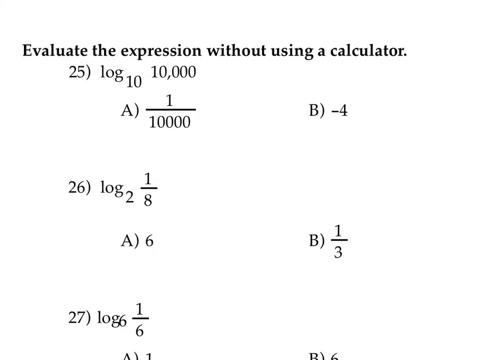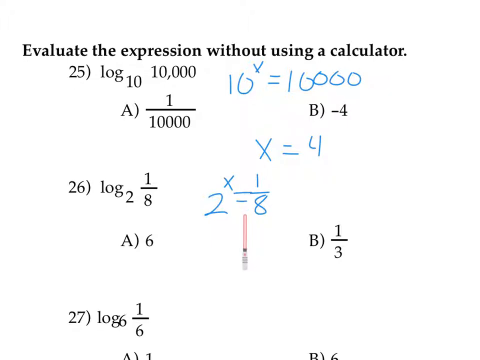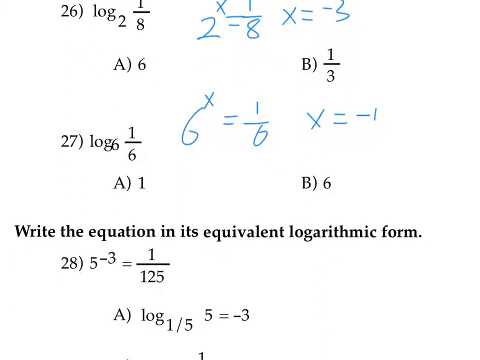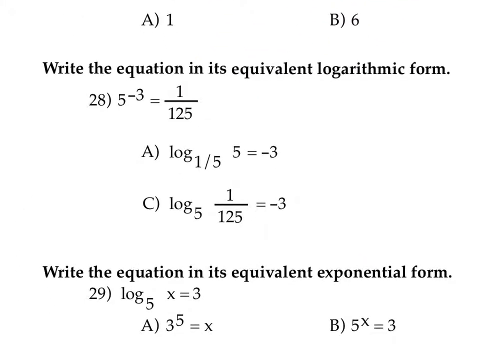Evaluating the expression without using a calculator, I'm going to take the log base 10 of 10,000, so 10 to some power is equal to 10,000. That happens to be the power of 4 since there are 4 zeros there. Similarly, for number 26, log base 2 of 1/8, 2 to some power is equal to 1/8. That power is negative 3. And again, similarly for number 27, if I've got log base 6 of 1/6, 6 to the x is equal to 1/6, therefore x is equal to negative 1.